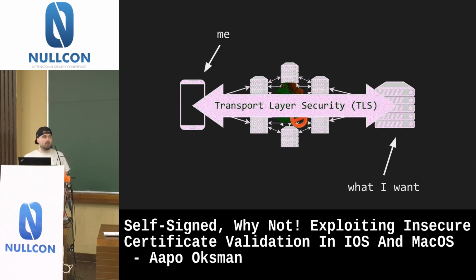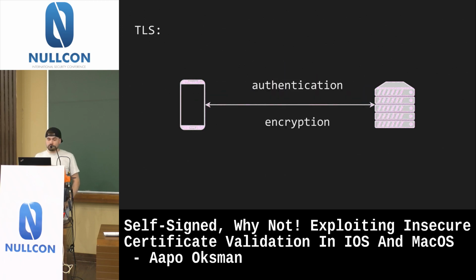And for that, people came up with this thing called transport layer security, TLS for short. What TLS does is create an encrypted tunnel between the server you are connecting to and yourself. And this way, no one on the internet can hack you, or that's how it's supposed to be. So TLS is encryption and authentication between you and the server.